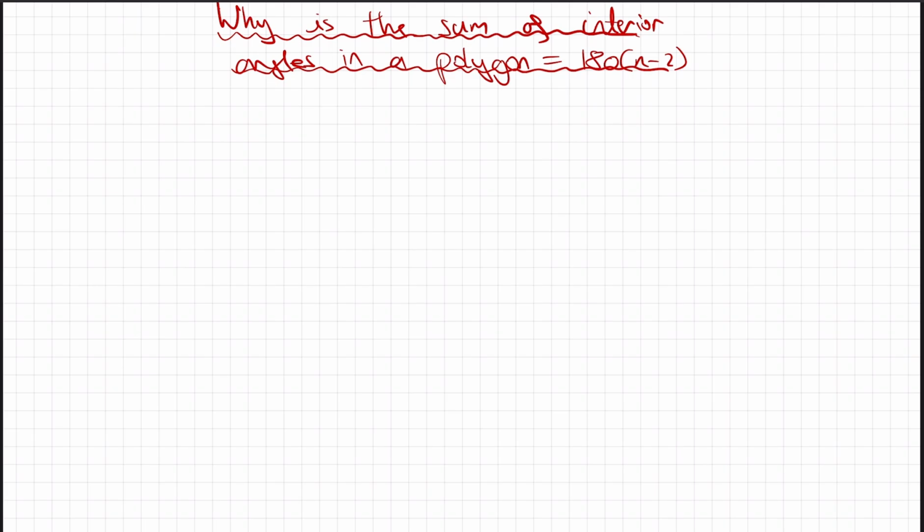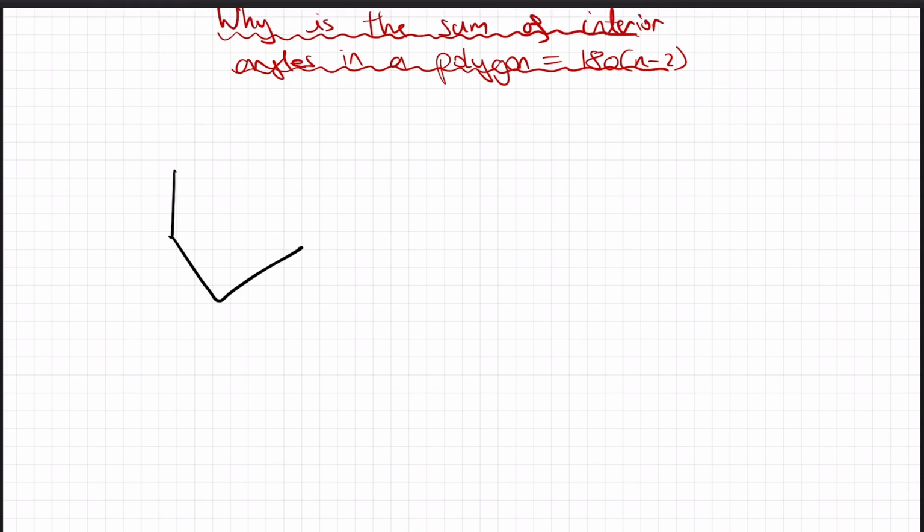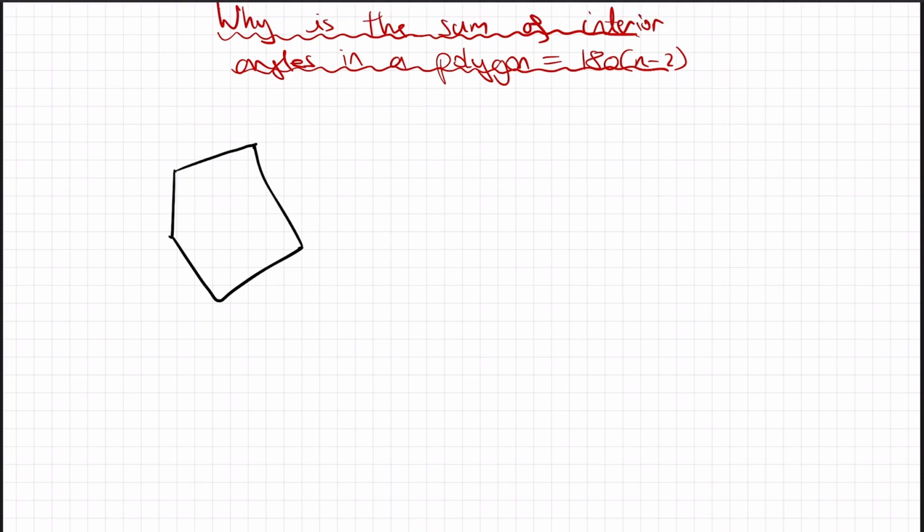In this video I'm going to be explaining why the sum of interior angles in a polygon is always equal to 180 times n minus 2, where n is the number of sides. An example of this would be a pentagon. It doesn't even have to be regular. You can just have any pentagon.